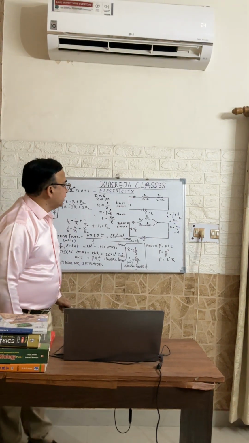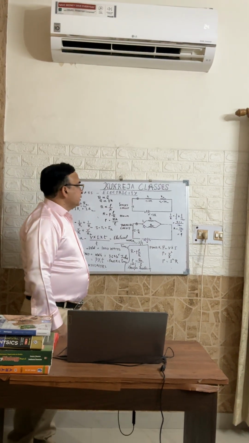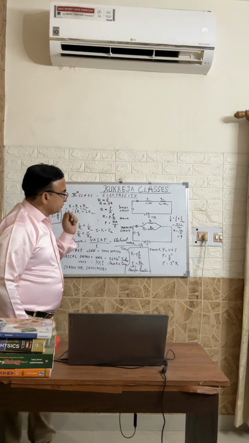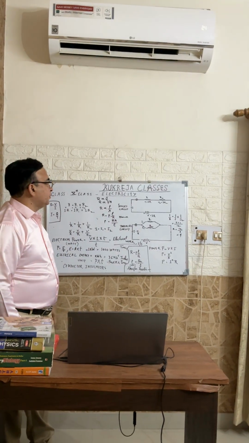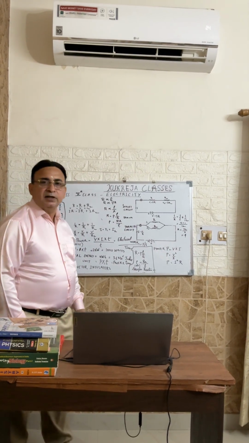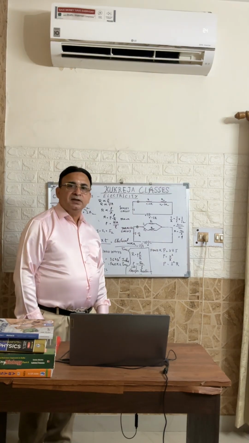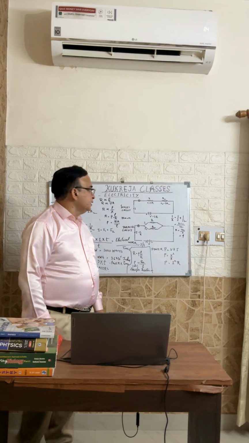Students, in the series circuit, the resultant or combined resistance of the circuit is equal to the sum of the individual resistances connected in series.